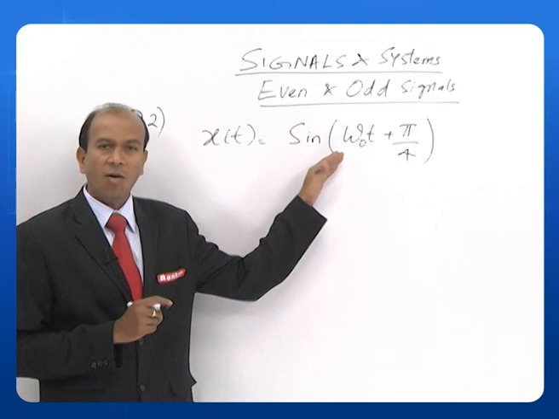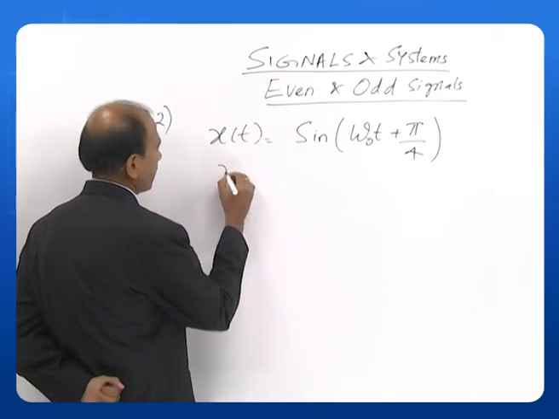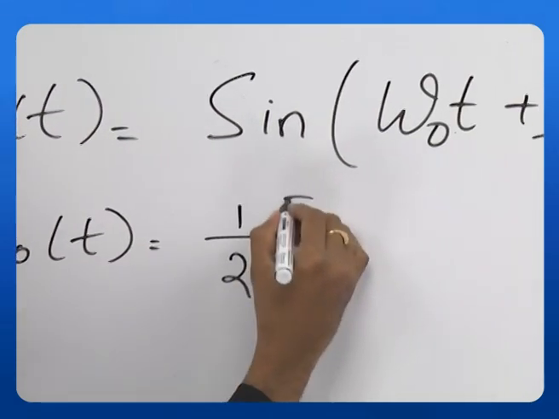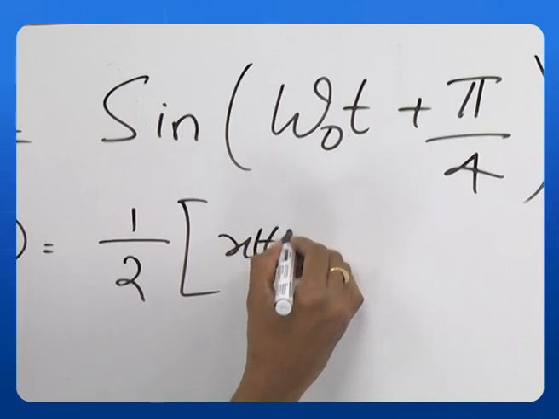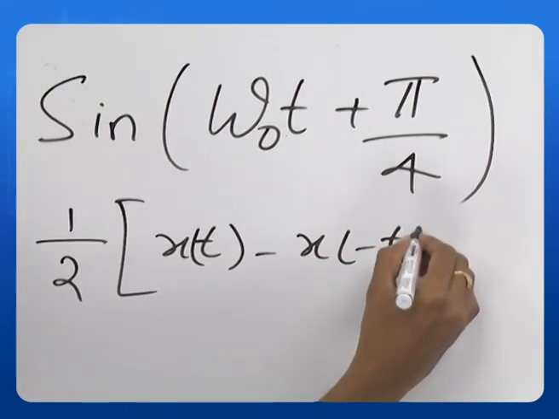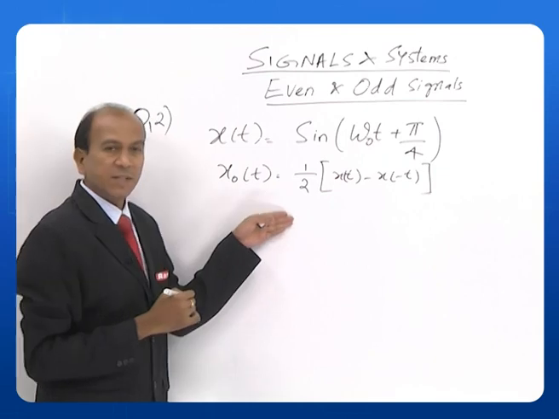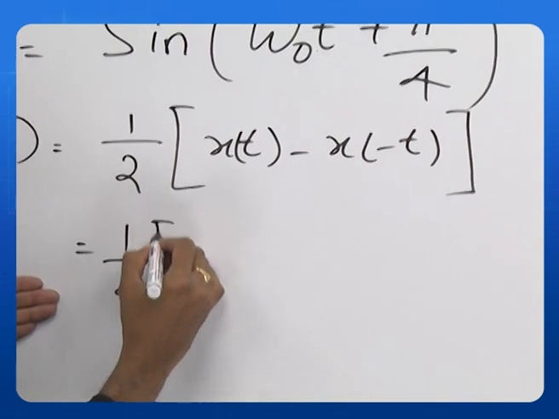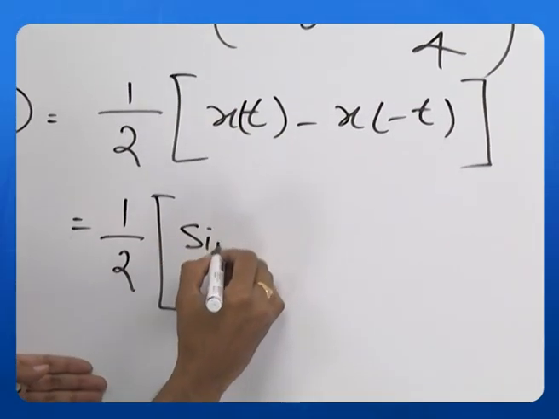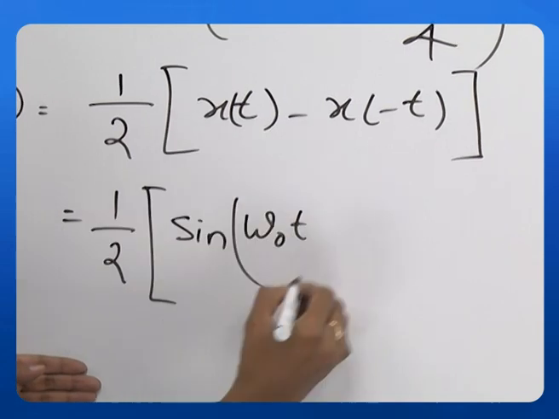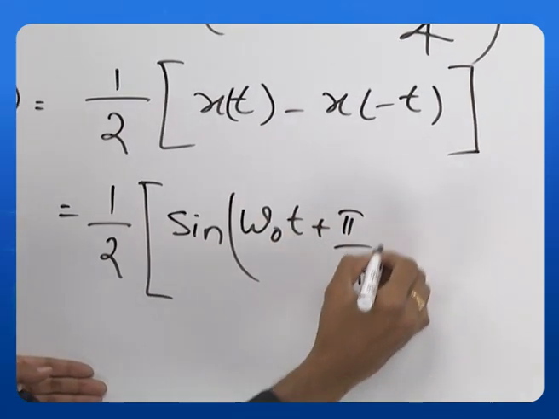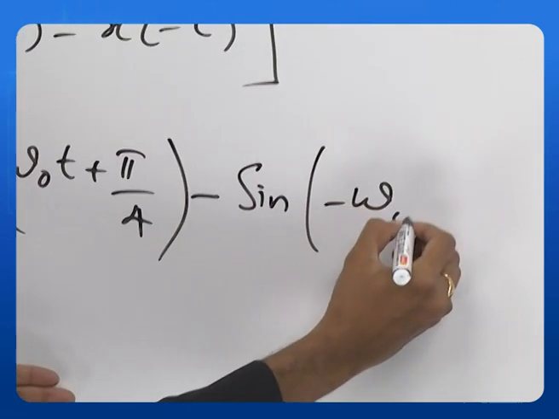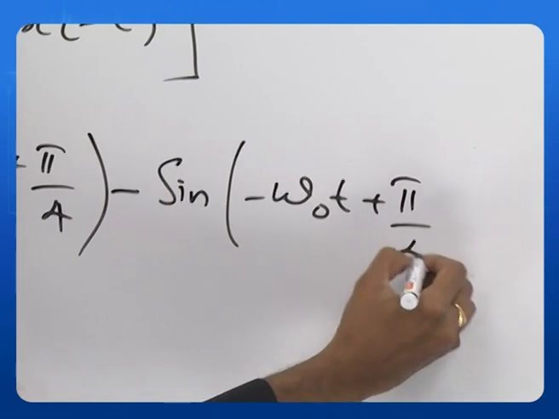Now, let us calculate the odd component for this. Okay, we know x o of t is equal to half of x of t minus x of minus t. Keeping this notation, we will convert again, given x of t, we will write like this. So, this is equal to half of sine omega naught t plus pi by 4 minus sine minus omega naught t plus pi by 4.